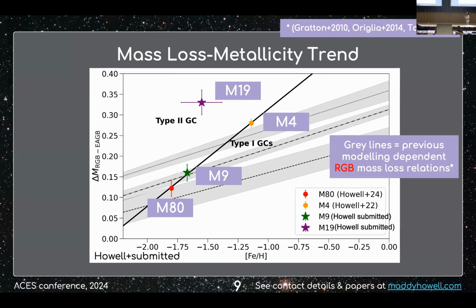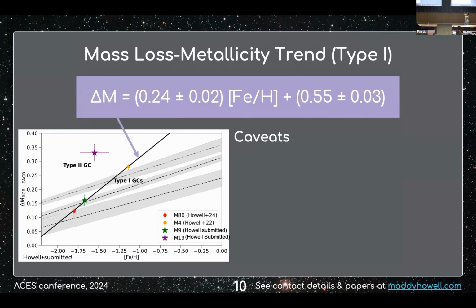So to keep it simple, I only measured a mass loss metallicity trend for type 1 globular clusters. So I ignored M19, and derived this relation. I'm not going to read it out. You can all read it yourself. So this is a mass loss metallicity trend for type 1 metal poor globular clusters, so less than solar.